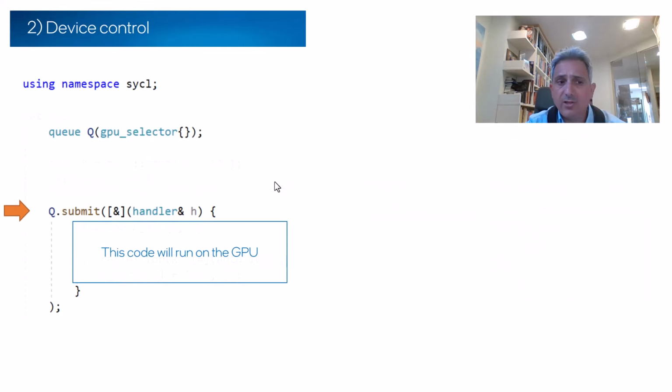The second capability is controlling this device. So I have a queue connected to my GPU, as you can see here, and I can submit work to this queue using a handler. The code inside these curly brackets will run on my GPU or any other device I choose. So it's simple C++ code that, using this SYCL directive, I could run on my CPU, or if I choose, on my GPU or any other device.